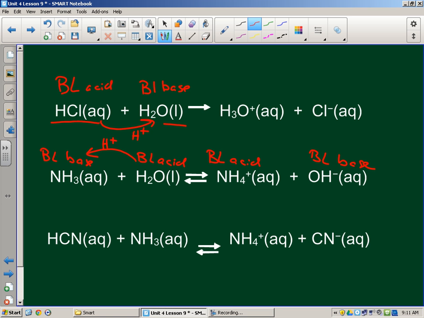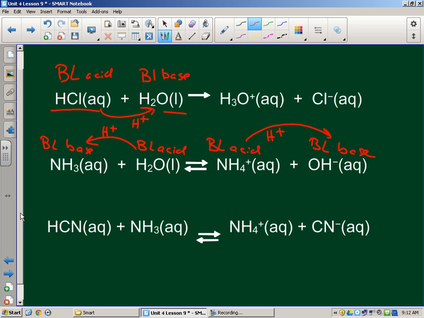So in this case, we have two sides to this. And once again, you're going to put in here H plus, like so. Okay? So you're going to show me that that H plus goes to the OH minus to give you water and an NH3. Okay, going back the other way. All right? Take a look at this one here.